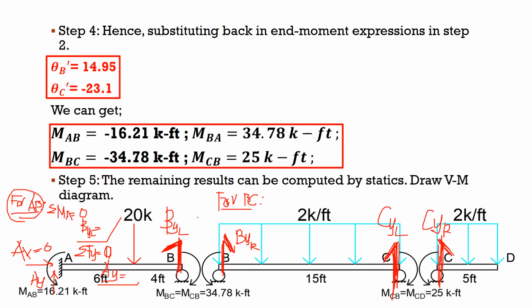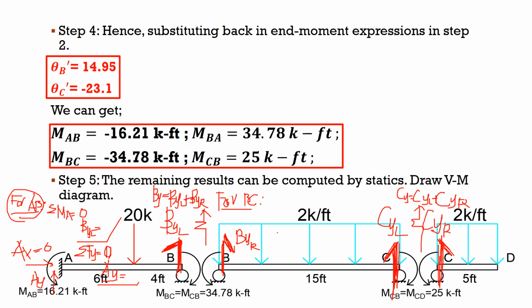Okay, so to get the actual BY, guys, what you do is add up its parts. So BY is BYL plus BYR. Okay? Then the same for C, for CY. To get CY, you must get CYL plus CYR.